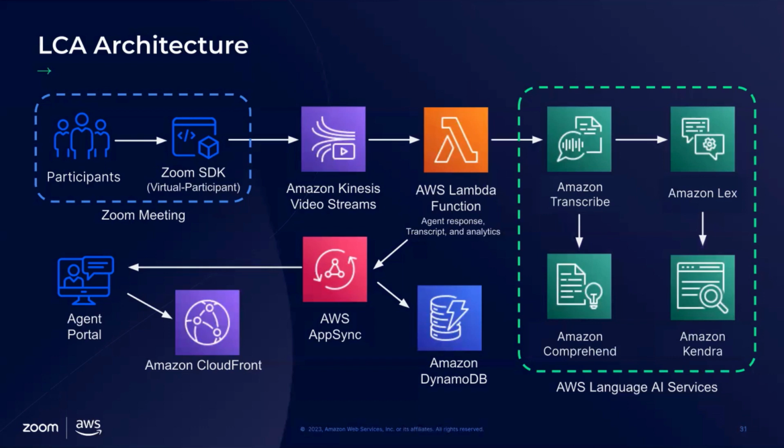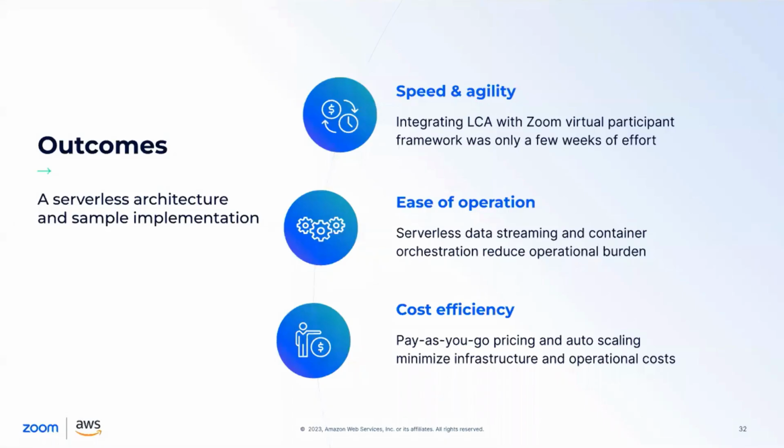From here, an AWS Lambda function ingests the Kinesis Video Streams data on the AWS side, parsing out the audio and sending the audio streams to Amazon Transcribe. Transcribe returns the transcriptions in real time, and we use other AWS language AI services to generate agent assist responses. Finally, the agent assist responses, as well as the transcripts, are delivered back to the agent via AWS AppSync to the web portal, and they're also persisted in DynamoDB. All right, Sina, back to you.